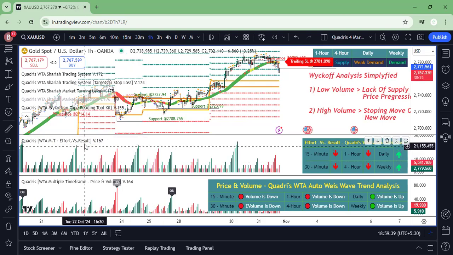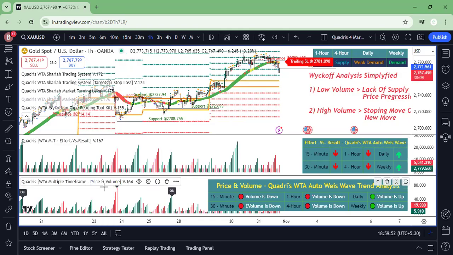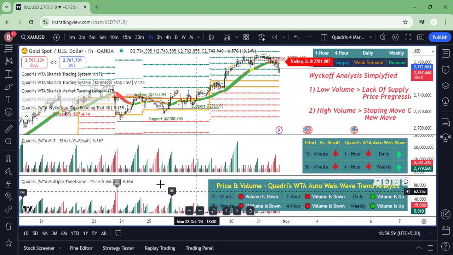I'll give you a detailed walkthrough on how this is made. So there is effort versus result, which is a law Wyckoff came up with. If there is an effort, then there should be a result equal or in the same particular direction. The second thing was Wyckoff's wave work, so I made some comprehensive additions to it.